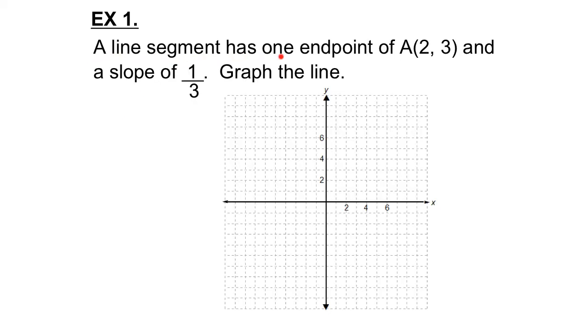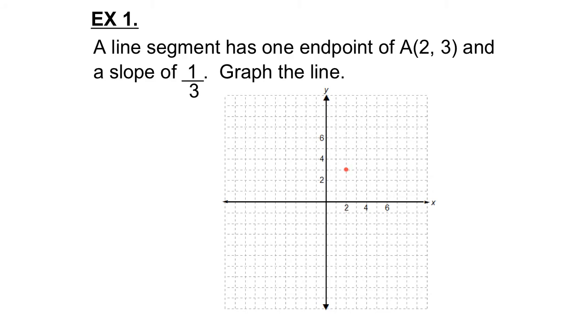A line has a point A with coordinates (2, 3) and a slope of 1/3. Graph the line. So we're going to follow those steps that I outlined before. First, we're going to plot the point. Well, the point is right here, (2, 3). X coordinate is 2, Y coordinate is 3. So we go over 2, up 3. And that's where our point is.